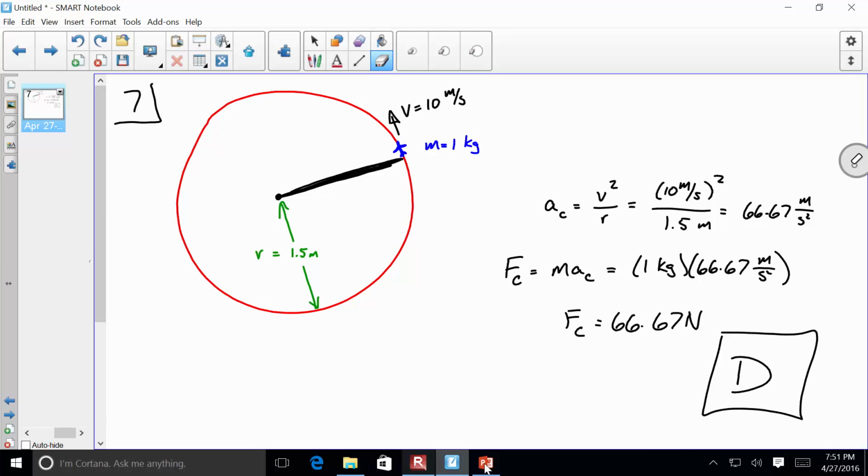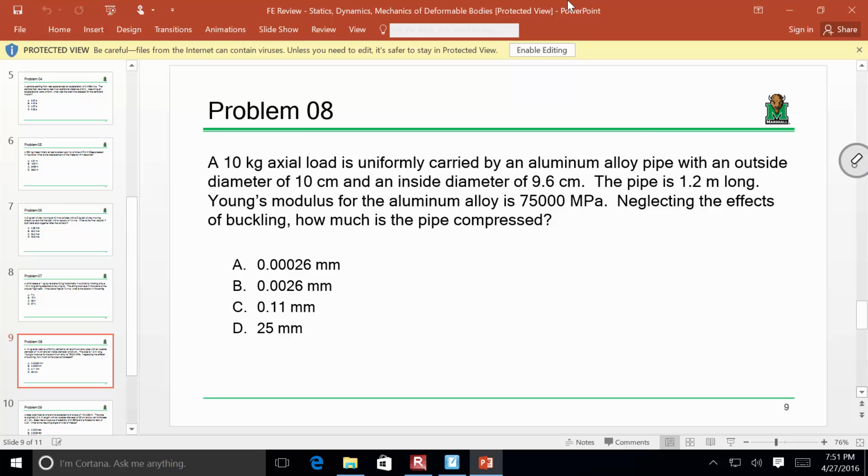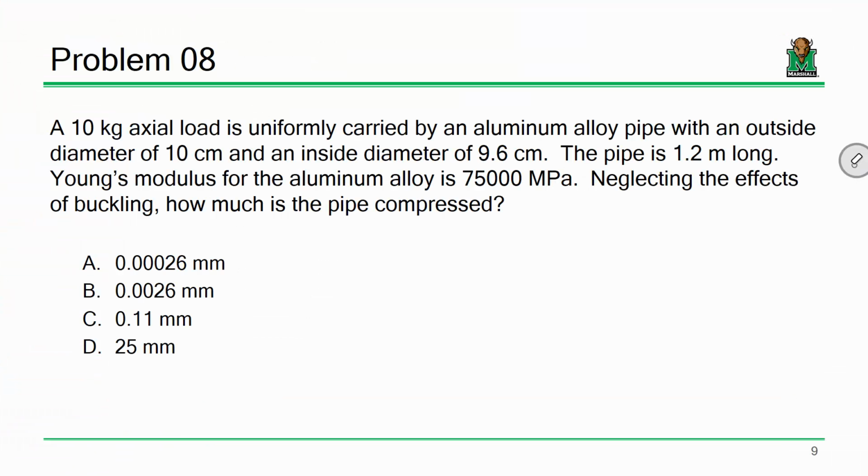Okay, all right. I have one final topic for you tonight and 3 questions. Topic very near and dear to my heart, mechanics of deformable bodies, or strength of materials, or mechanics of materials, whatever you want to call it. It's all the same stuff.